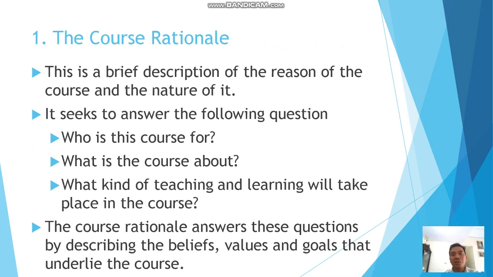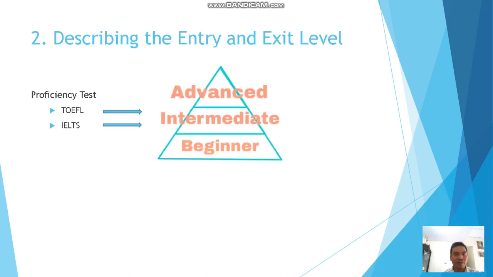First, the course rationale. This is a brief description of the reason for the course and the nature of it. It seeks to answer the following questions: who is this course for? What is the course about? What kind of teaching and learning will take place in the course? The course rationale answers these questions by describing the beliefs, values, and goals that underlie the course.